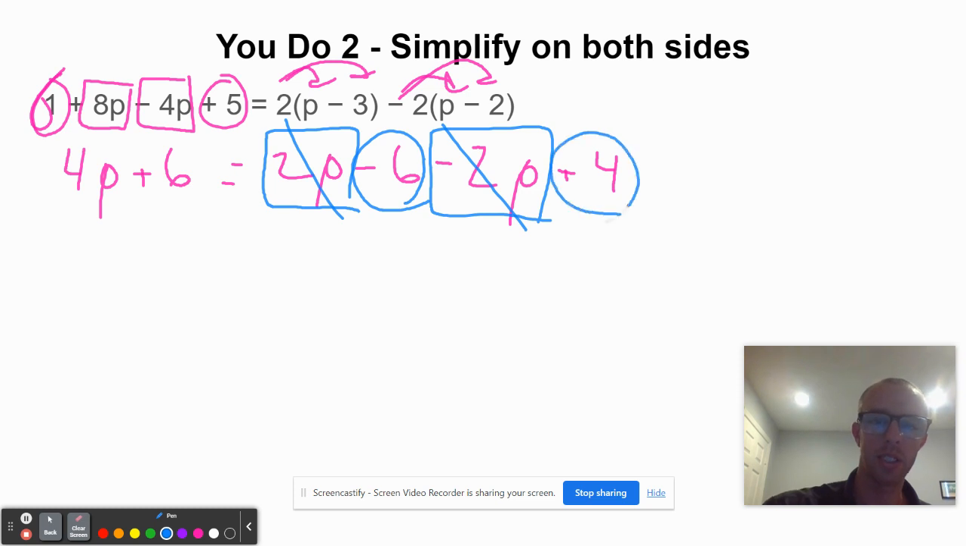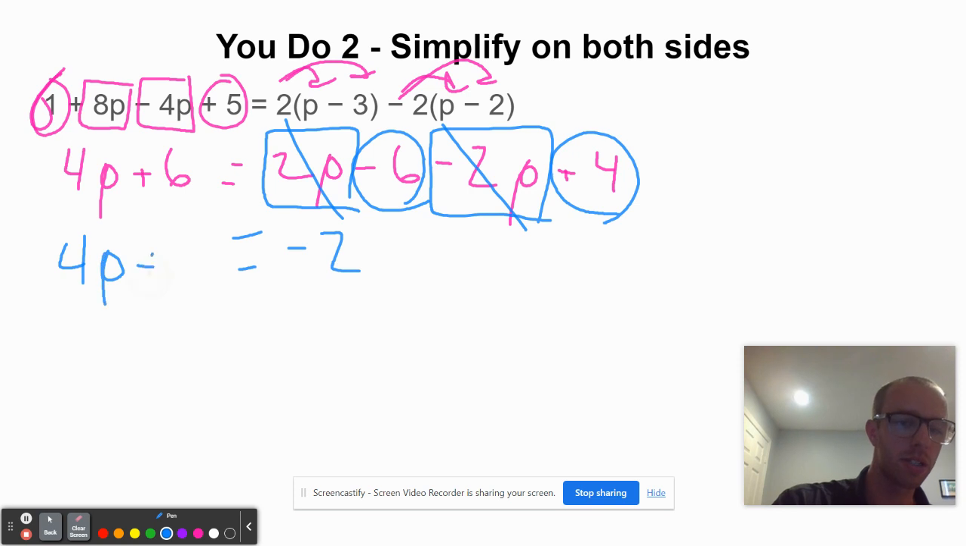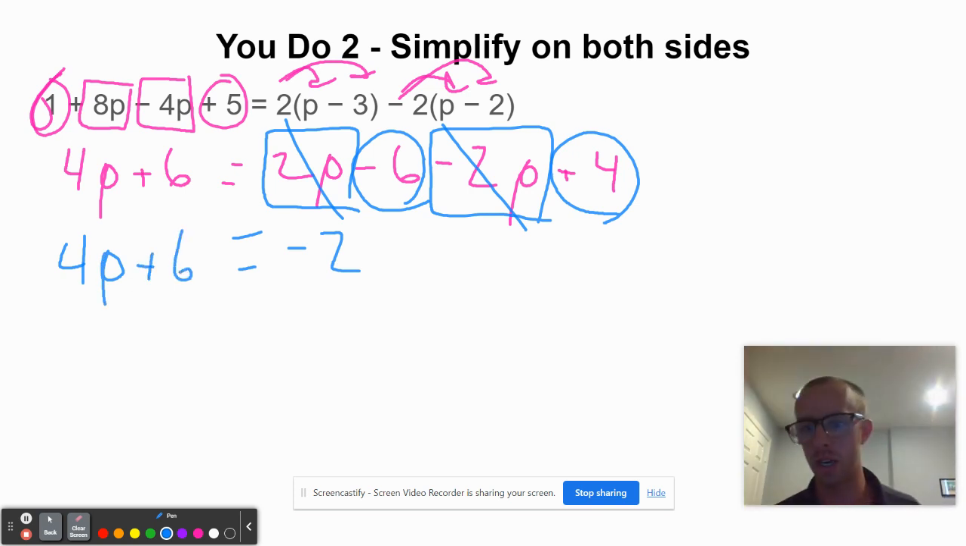But I still have my constants left, a negative 6 and a positive 4. Negative 6 and positive 4 make negative 2. I didn't use this side of the equation, so I drop it down. And look, I've got a two-step equation now. All right, so it wasn't too bad. We made it to a two-step equation.